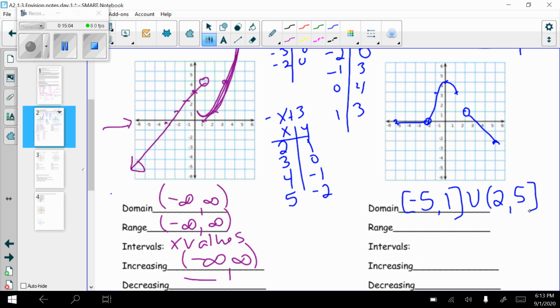Our range are the y values. So the smallest y value I have on my graph is -2. It's included, so bracket -2. The highest y value I have is 4. It's included, so also brackets.